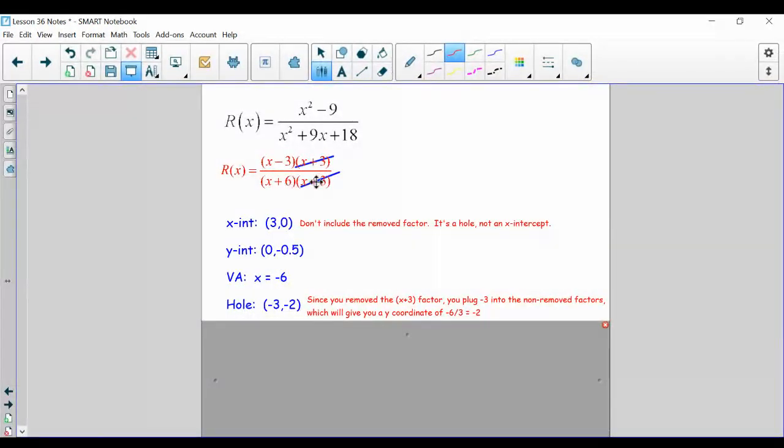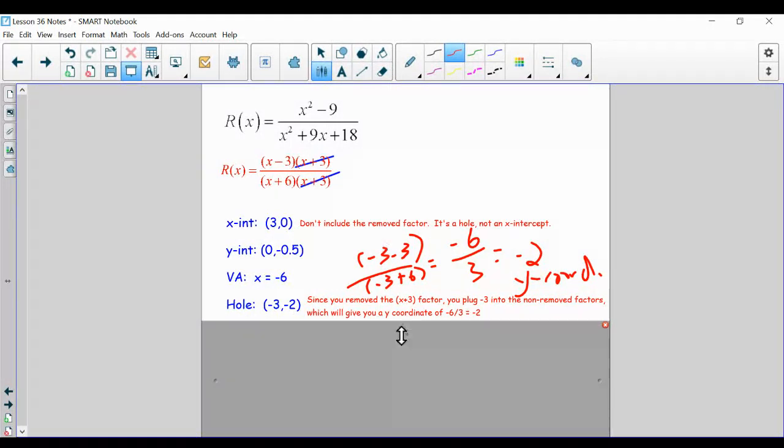So the hole is going to come from an x-coordinate of negative 3, and then I'm going to take the remaining stuff that's not crossed off, and I'm going to plug negative 3 into that. So negative 3 minus 3 is negative 6. Negative 3 plus 6 is positive 3. So that'll be negative 2. That will be the y-coordinate of your hole. So the negative 3 here came from the x plus 3, and then the negative 2 came from plugging the negative 3 into everything else that wasn't crossed off.